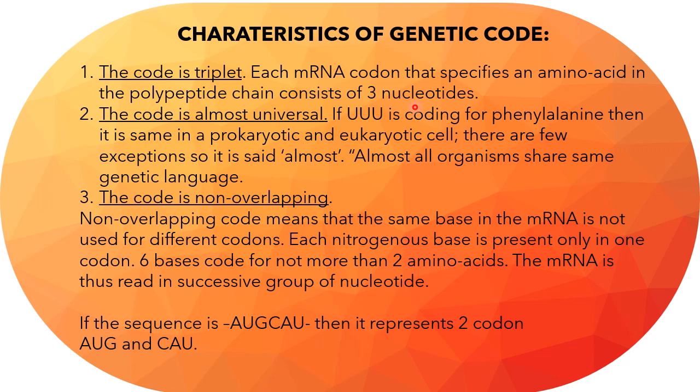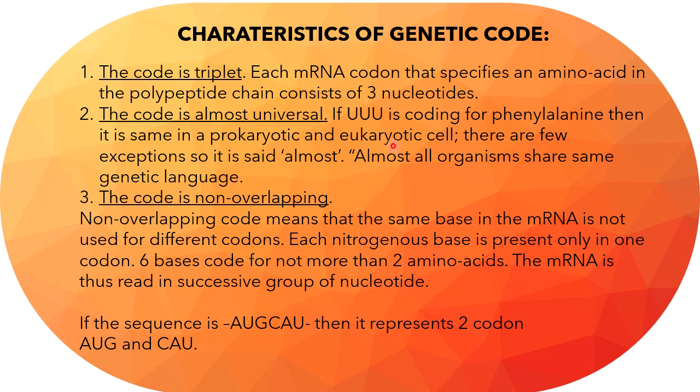Now second is the code is almost universal. That means if you take a codon, that is UUA, so it is coding for phenylalanine, and it is the same in the prokaryotes and eukaryotes. There are a few exceptions, so it is said almost. Almost all organisms share the same genetic language.